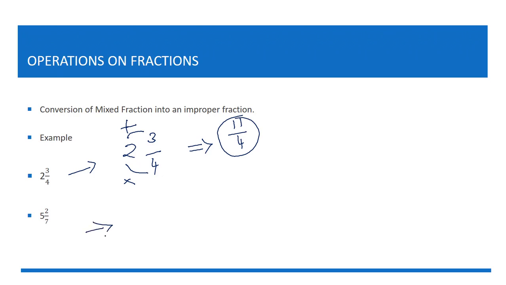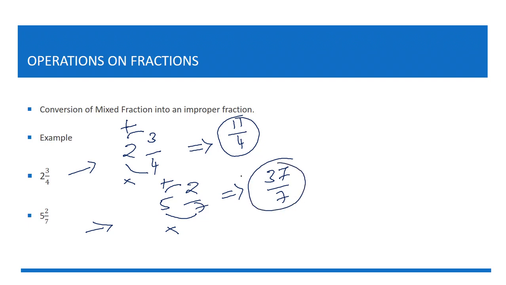Now let us check out one more example, 5 2 by 7. Here you need to multiply first, 7 5s are 35, plus 2, 37 by 7. This is the conversion of mixed to improper.